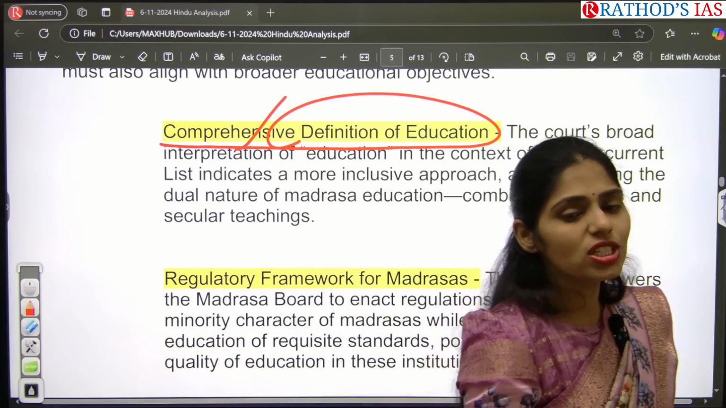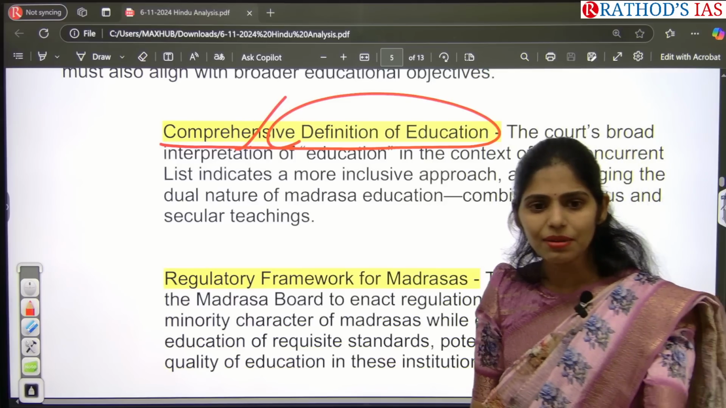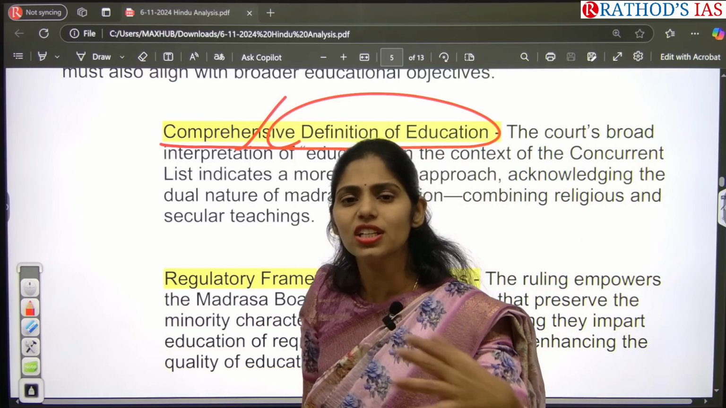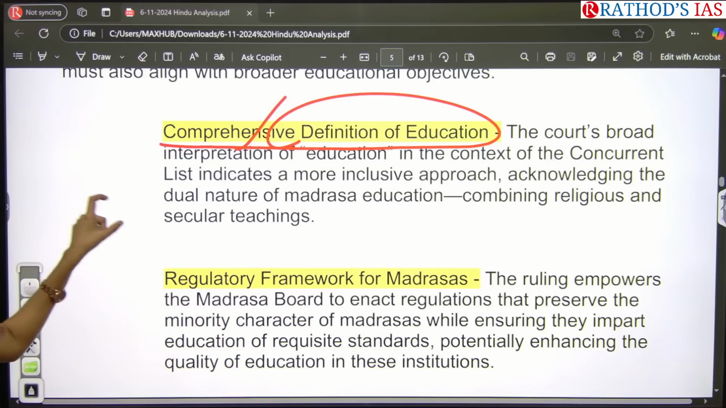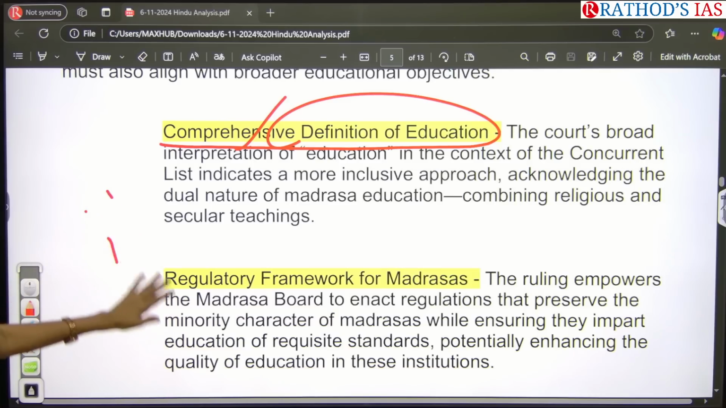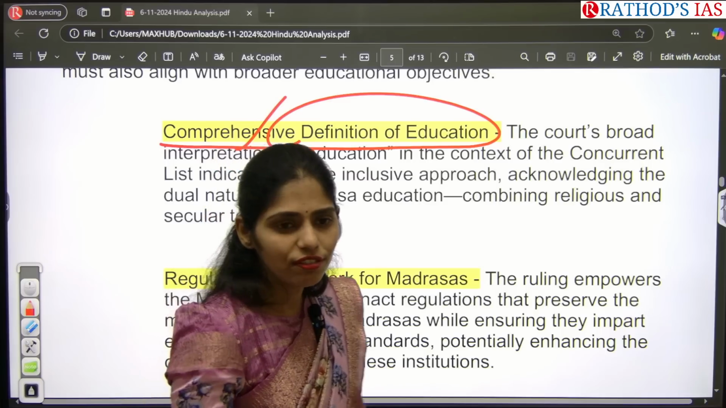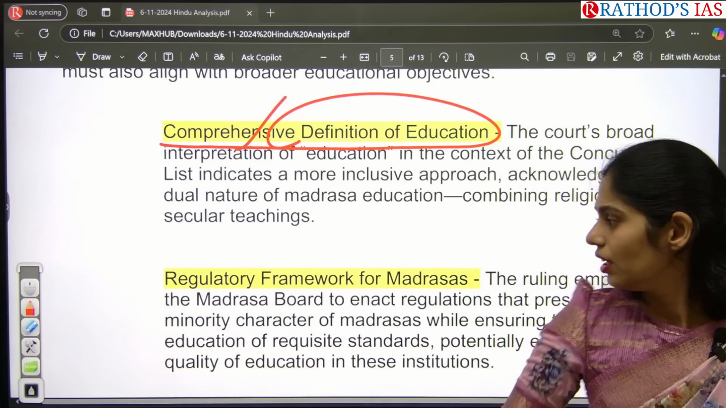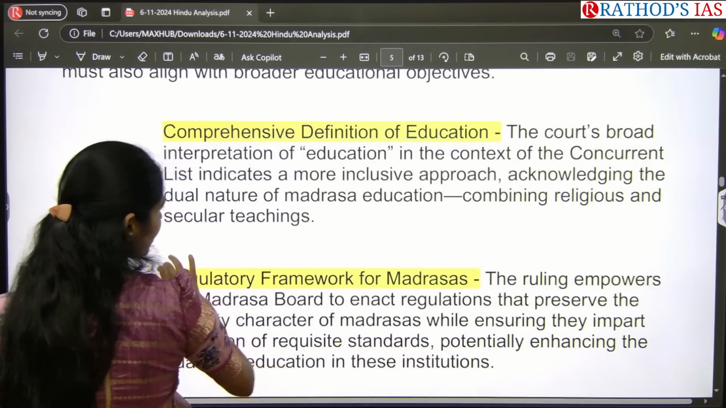Our constitution is giving a fundamental right for the minority institutions to establish their own standards for education in them, right? Because of this, we need to have a proper nature of combining religious as well as secular teachings. Especially in madrasas, they will go for teaching of the Quran. Okay. And next one is, we need to have a proper regulatory framework for madrasas.